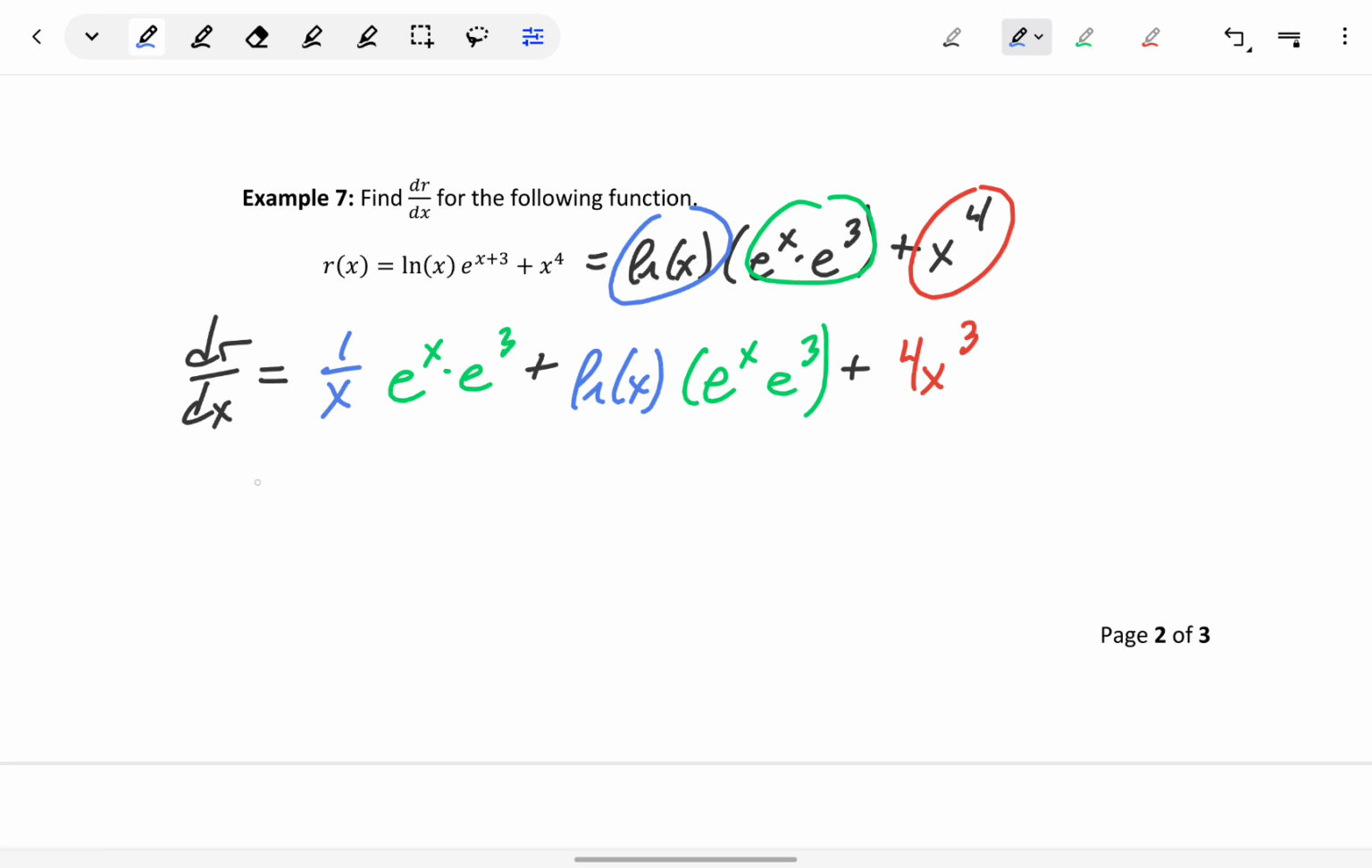Now we can merge those exponentials back together by adding their exponents to give us e to the x plus 3 power over x plus the natural log of x times e to the x plus 3 power plus 4x cubed.